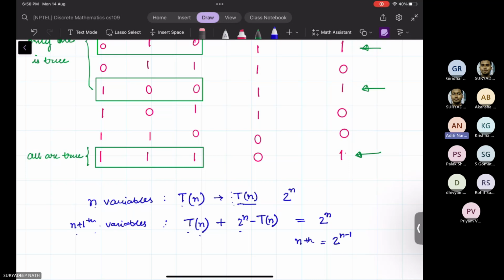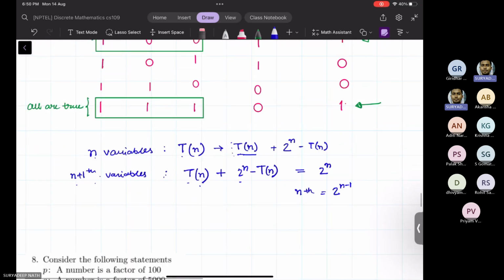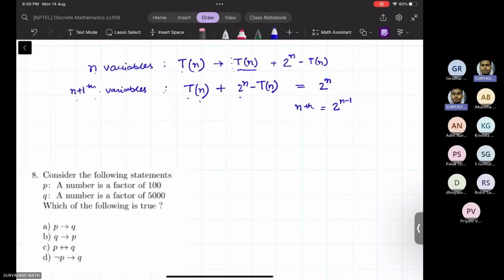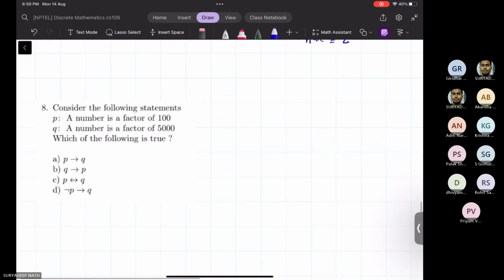No, sir, it is clear now. Can you repeat what you said? Wait, it is clear now. Okay, that is how you get this 2 to the power n minus 1. Okay, we'll move on to the next question then.